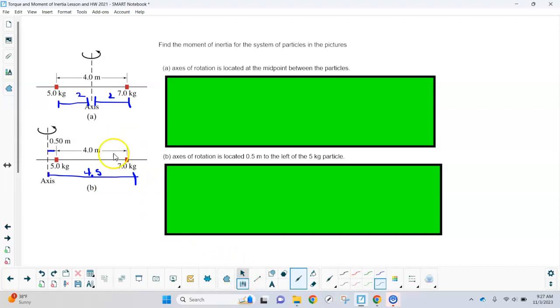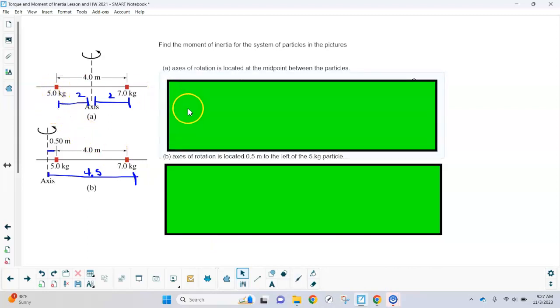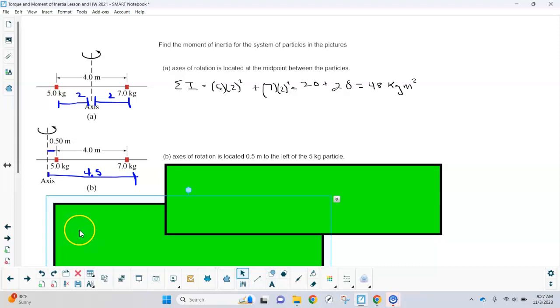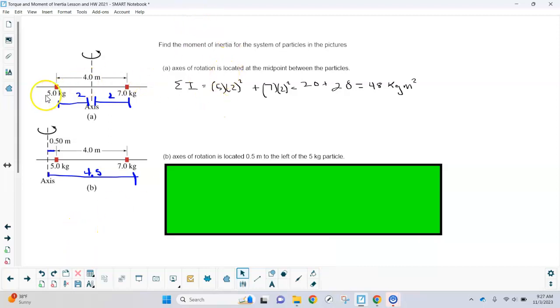So for each one of these points, we're going to do I equals mr squared. So by doing the first one, it'd be 5 times 2 squared plus 7 times 2 squared. 2 squared is 4, 4 times 5 is 20, and then 2 squared is 4, and 4 times 7 is 28. When we add those together, we get 48 kilogram meter squared. That's the unit for it. That's the rotational inertia of this configuration about this point of rotation or this axis of rotation.